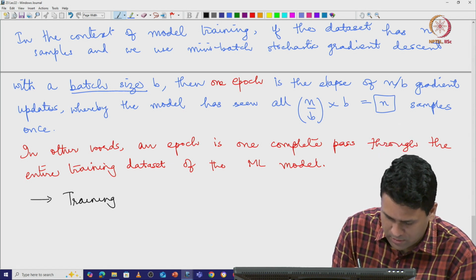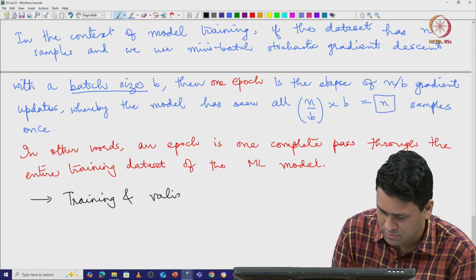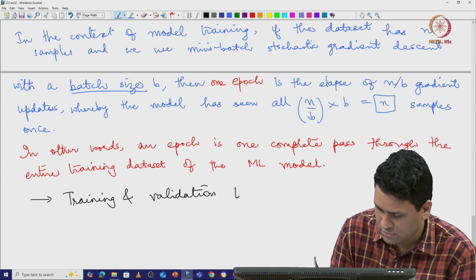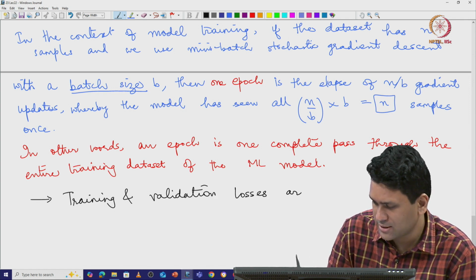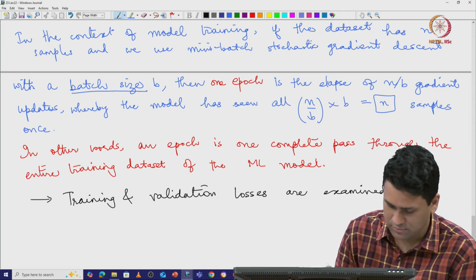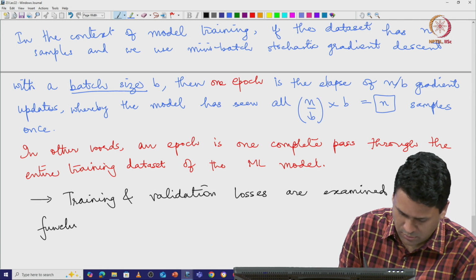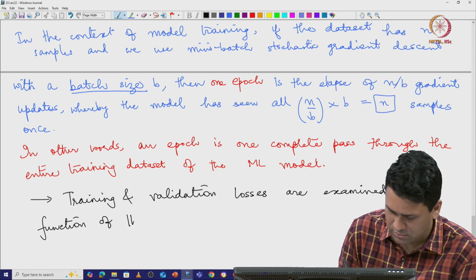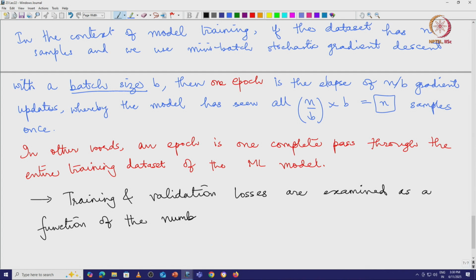So the training and validation losses are examined as a function of the number of epochs, right, because that is when the parameters are updated, rather than as a function of the number of iterations which I had mentioned earlier, and this is particularly true for complex models like neural networks.